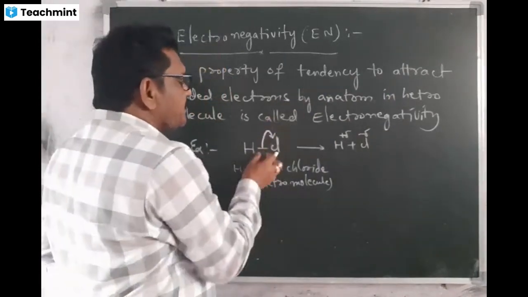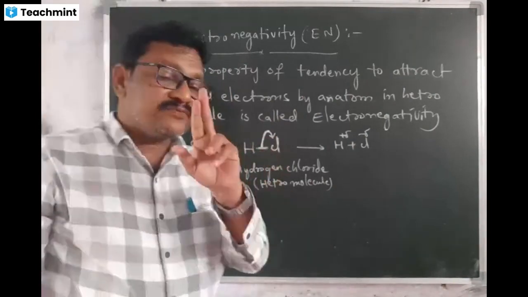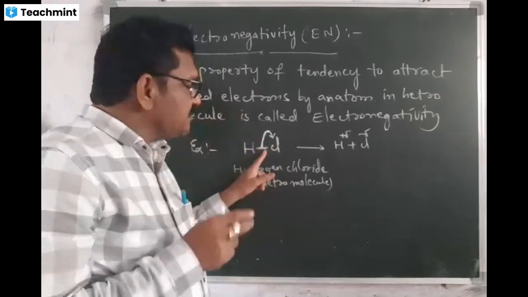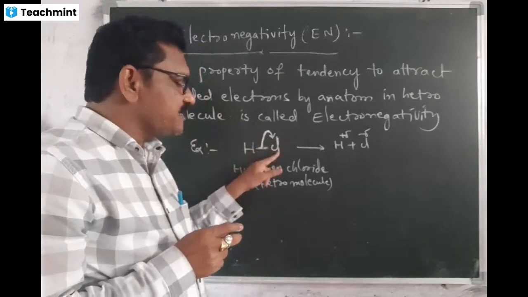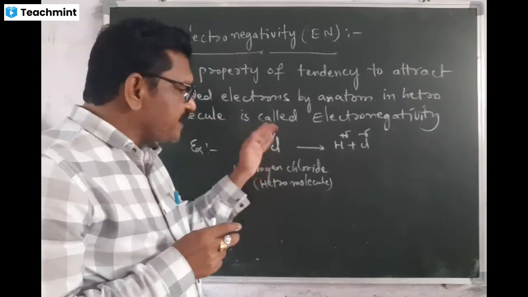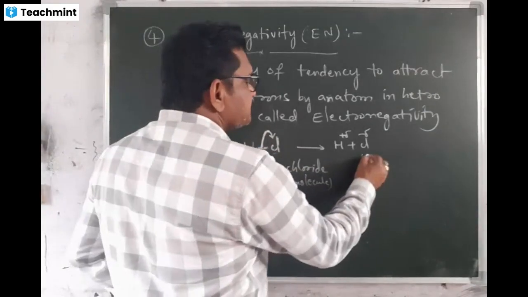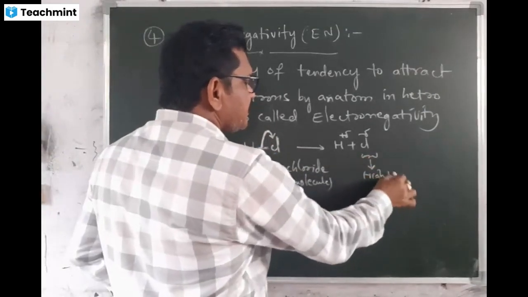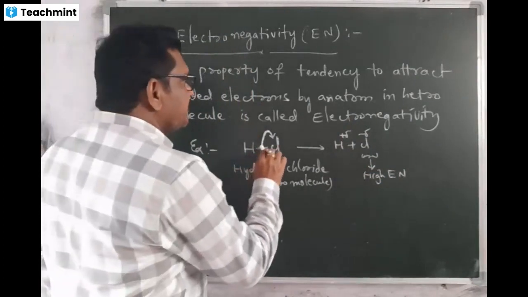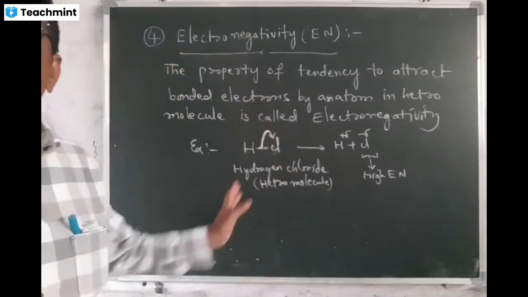So the property or tendency to attract bond electrons. This is the bond, and this bond is made up of two electrons. It is a bridge of two electrons. That means it carries two electrons. These two electrons are taken by chlorine. That means chlorine can attract bond electrons towards itself in a heteromolecule. This tendency to accept the bonded electrons towards itself is nothing but electronegativity. Due to its high electronegativity, chlorine attains a negative charge. Right?